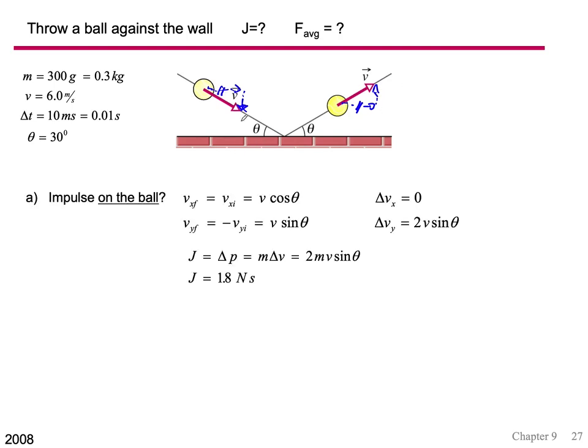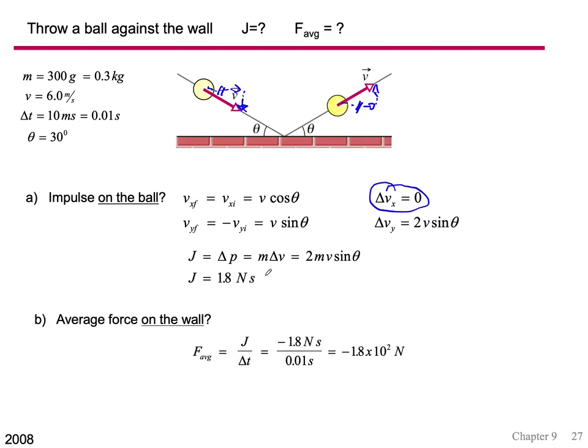So what do we solve with here? The change in the horizontal velocity is 0. The change in the vertical velocity is just 2v sine theta, double whatever the component is because it goes from this way to that way. If you plug in your numbers, the impulse on the ball is 1.8 newton seconds. The average force on the wall is that impulse divided by time, so you end up with a fairly large force of 180 newtons acting on the wall as this ball hits it.